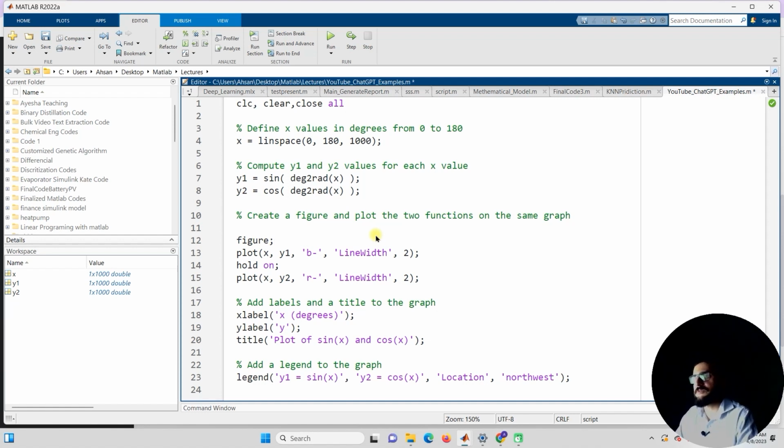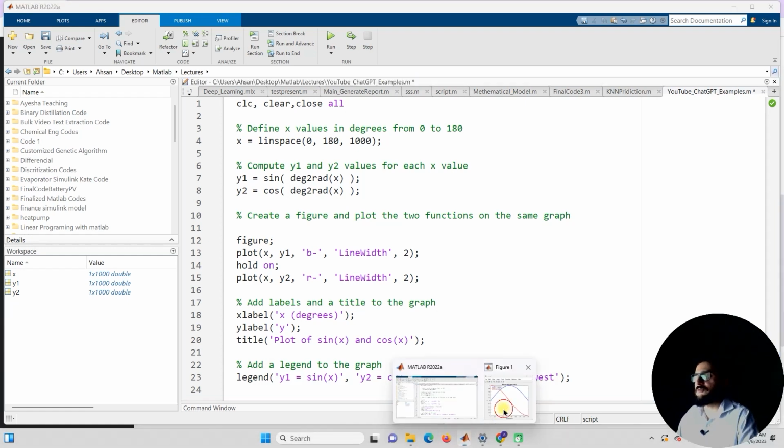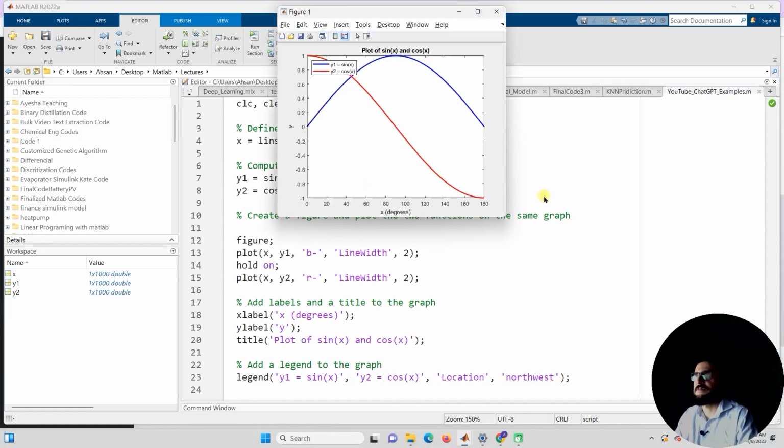It's quite generic, and we use it many times. If we have multiple plots, then we use figure 1, figure 2 and figure 3. So first of all, the plot of x and y1. B minus represents blue color, and line width means we want a thicker line. So you get the idea. We have the blue line, and it also defined the width of the line, that is 2. That's why you see this line as quite a bit thick.